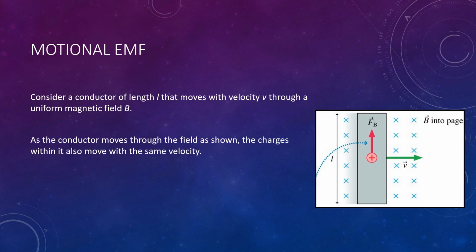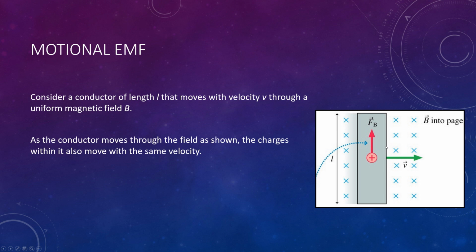We're going to begin this discussion, or actually use this for the whole discussion, by considering a conductor of length L, which you can see in the image on the right. Our conductor is this rectangular piece of material that moves with a velocity v, as you can see to the right, in a uniform magnetic field given by B, in this case a bunch of X's pointing into the page.